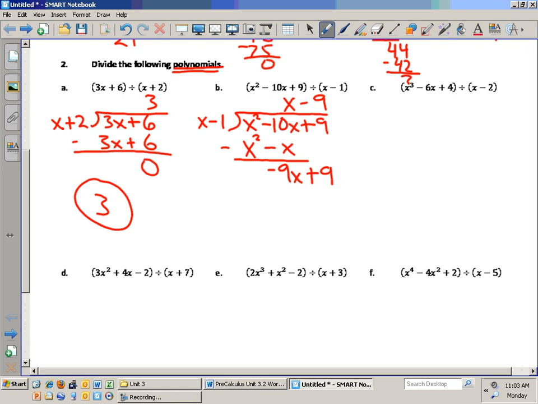I multiply the negative 9 back through. I get negative 9x plus 9, subtract 0. So if you were to divide those, you would get x minus 9. That is my answer.